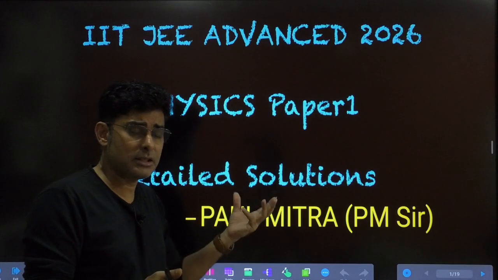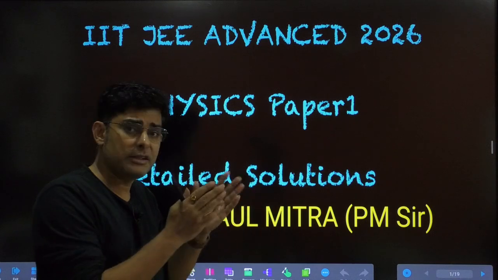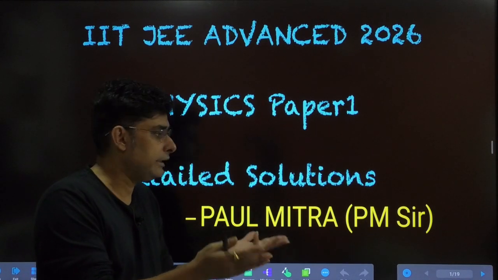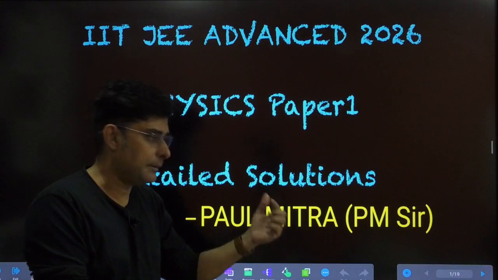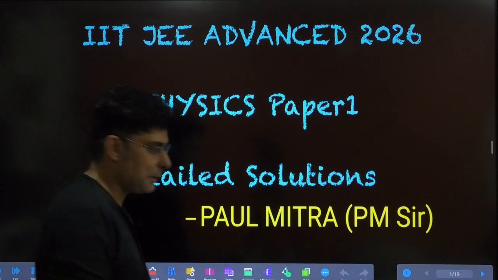JEE people intentionally give such questions because these questions just check how smart you are. You have to simply rule out the incorrect options by looking at them, right? So we'll see all such stuff. Let's start with the discussion over here.